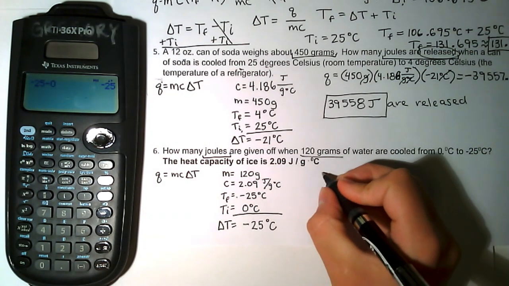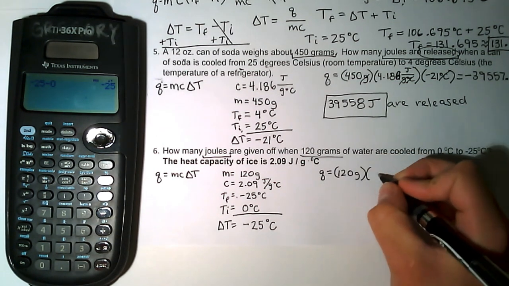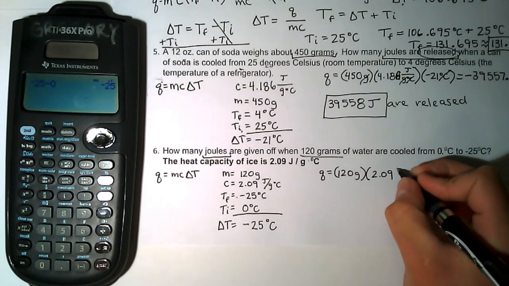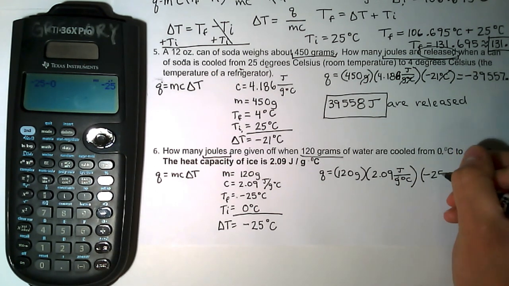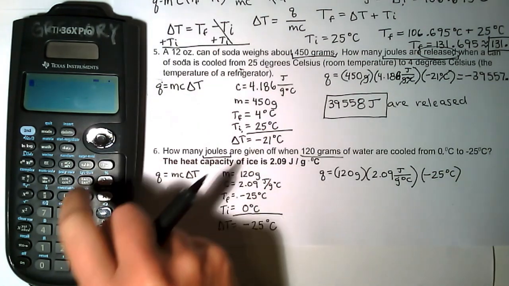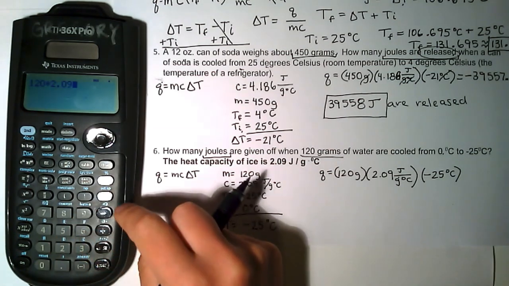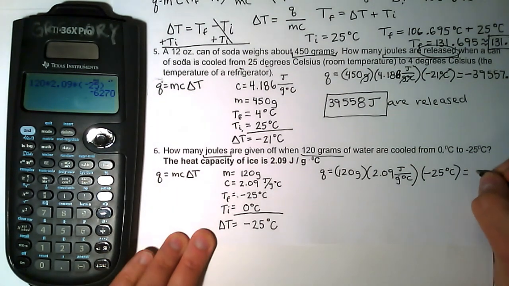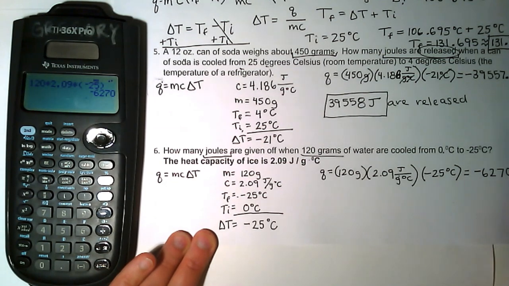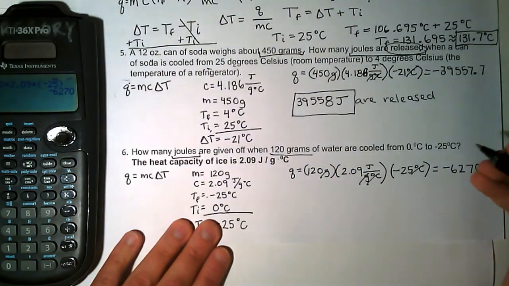So we need to plug into our equation Q equals M, so 120 grams, times C, 2.09 joules per gram degree Celsius, times delta T, negative 25 degrees Celsius. And now we need to plug into our calculator. So 120 times 2.09 times negative 25, which I did put in parentheses. So that gives us negative 6270. And that is joules, because our grams cancels out, and our degrees Celsius cancels out as well. So this value is in joules.